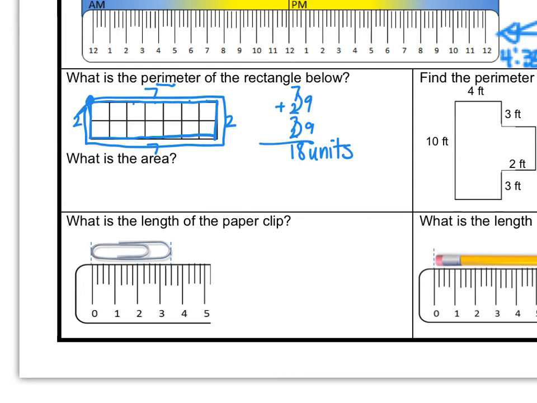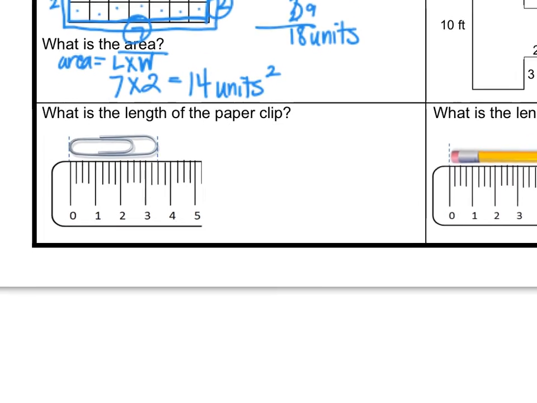But perimeter is not squares. Remember, it's just a straight line around something. Now let's do area. Area equals length times width. The longest side up here is 7. The width is 2. 7 times 2 is 14 units squared, because it is area and we're really counting these. So let's see, 1, 2, 3, 4, 5, 6, 7, 8, 9, 10, 11, 12, 13, 14. Yep, there are 14 square units inside.